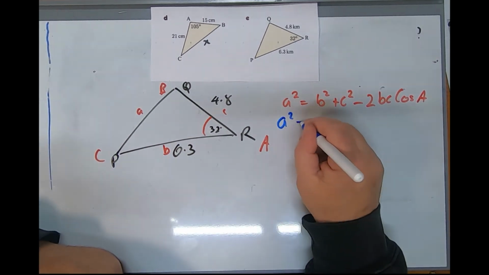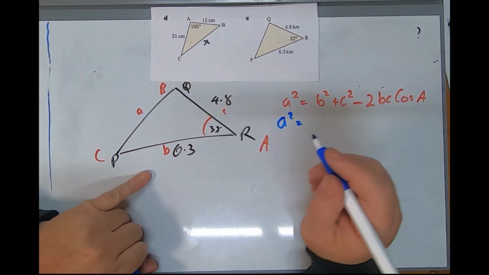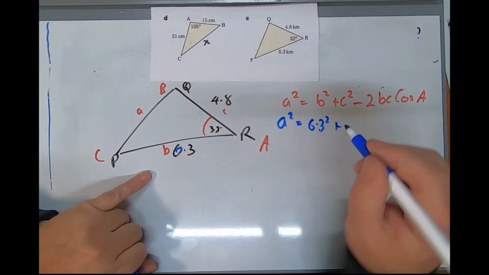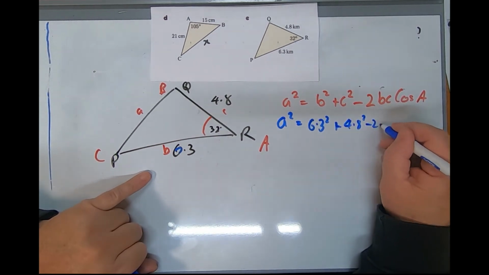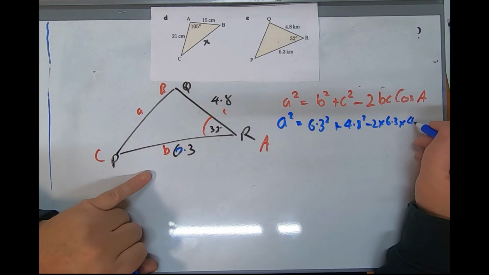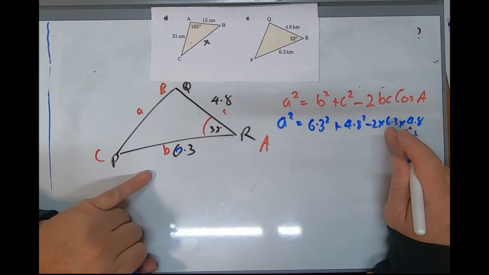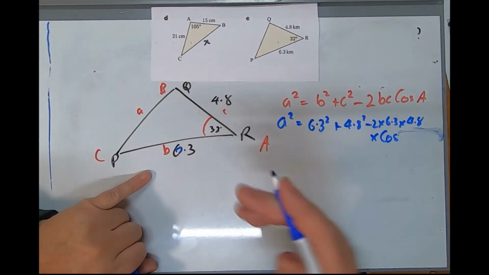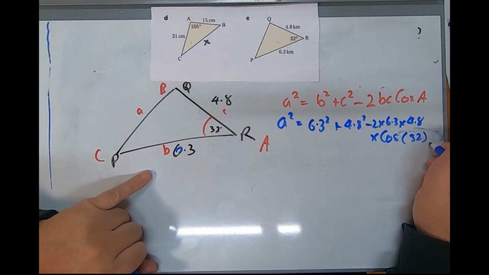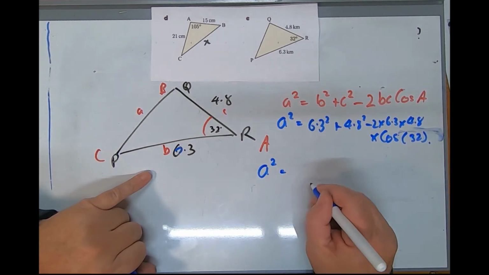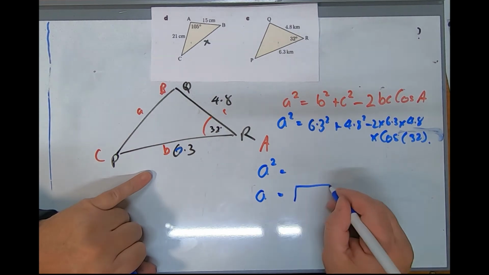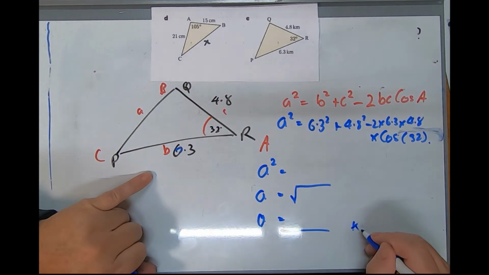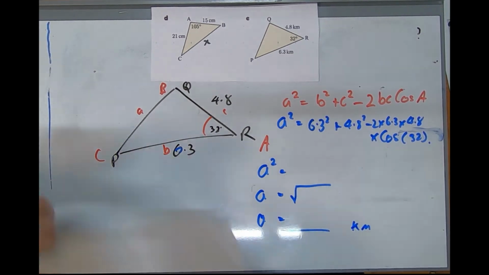Yeah. So, a squared equals, in this question, b is 6.3. Not the world's best 6, but let's go. c squared is 4.8 squared, minus 2 times 6.3 times 4.8 times cos 32. Just remember not to get too far across on the page. Okay, so a squared is going to equal some sort of number, and then a is going to equal the square root of that number, and there's going to be my final answer here, and it's going to be in kilometres. So I've done a unit check. Ready to go to the calculator.